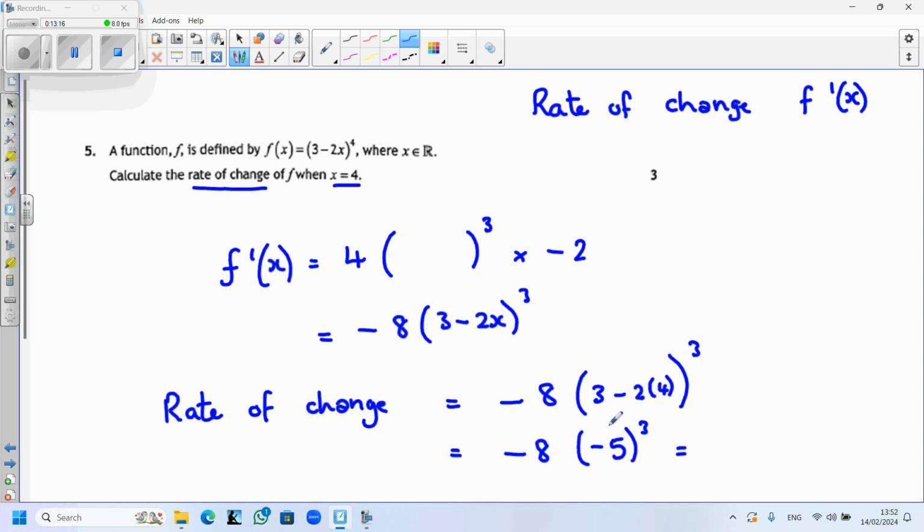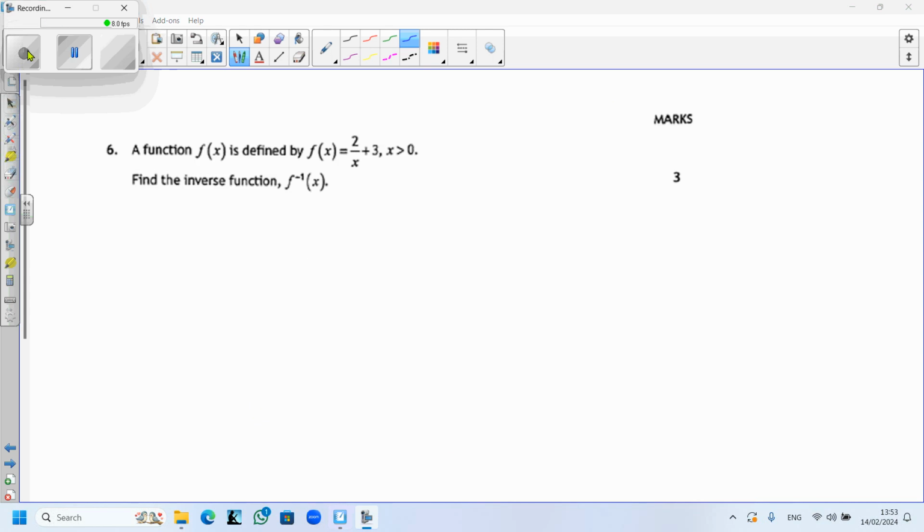So we need to do the power part first. -5 times -5 times -5 is -125. So we've got -8 multiplied by -125. 2 negatives make a positive, and 8 lots of 125 is 1,000. So the rate of change of that function, where x is equal to 4, is 1,000. So we take your derivative and substitute in your x value.